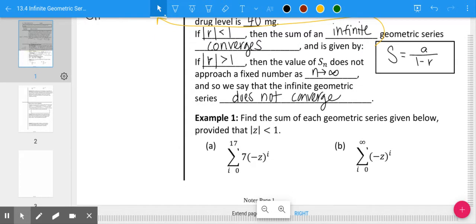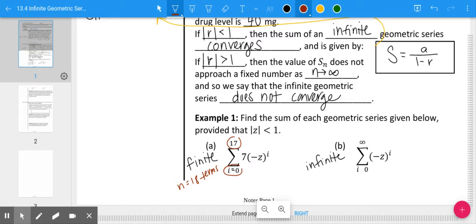So let's look at two problems here. On example 1, we want to find the sum of each series. And notice that these are two very different problems because in A, this is a finite problem, but in B, this is an infinite problem. Here's what I mean. In A, we're going from I equals 0. So we start at the 0 term and we go up to the 17th term. So that means there are 18 terms in total. Remember, you always subtract those and add 1 because you want to count both of them.